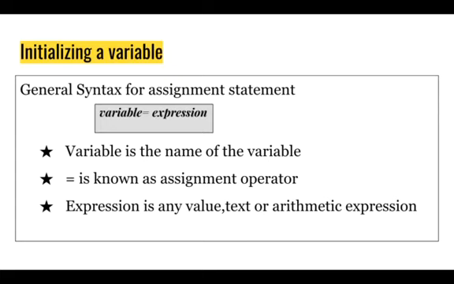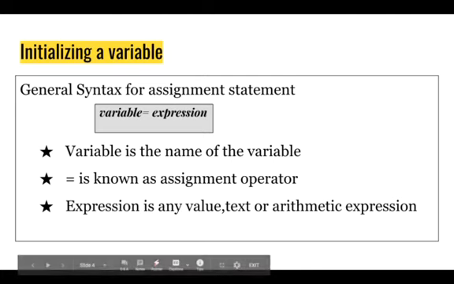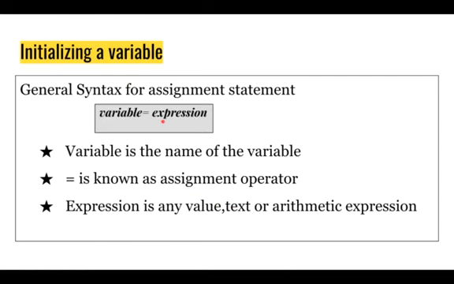Next we will see how to initialize a variable. The general syntax for this is variable equal to expression, where variable is the name of the variable and equal to is the assignment operator, and expression here can be a value or text or any arithmetic expression. Value here means v equal to 5. 5 is the value there.